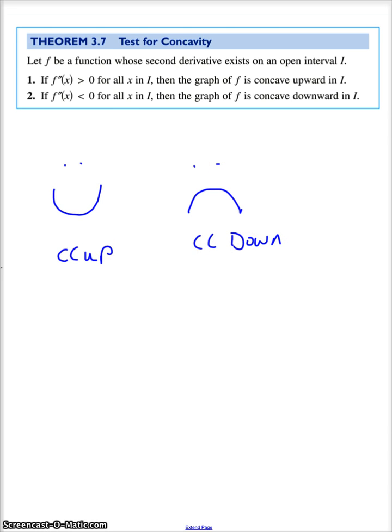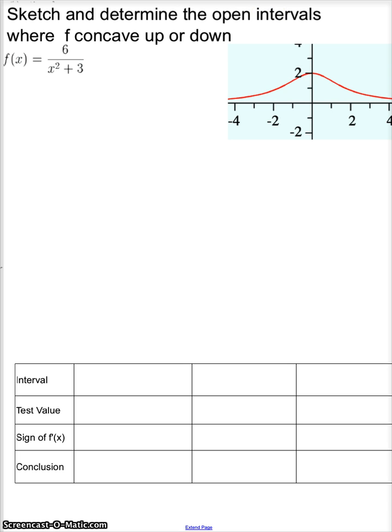All right, let's try a problem. Sketch and determine the open intervals where f is concave up or concave down. Now the first thing I'm going to do is rewrite this function as 6 times (x squared plus 3) to the negative 1. I'm going to do that because I'm going to have to take a couple derivatives, and I'd rather not use the quotient rule if I don't have to.